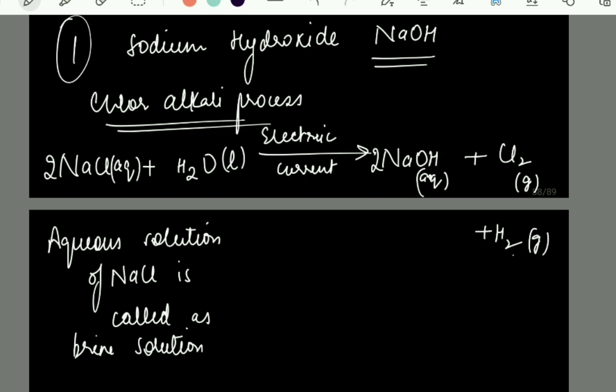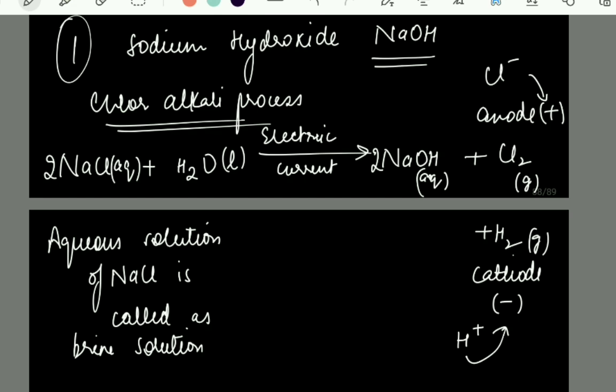Now chlorine, being an ion, Cl minus, will be obtained at the anode, and hydrogen at the cathode. The cathode is a negatively charged potential, so H plus being cations will move towards the cathode. Cl minus is an ion, and the anode is positively charged, so obviously they will be attracted towards the anode. Sodium hydroxide will be obtained slightly near the cathode, not exactly at the cathode.